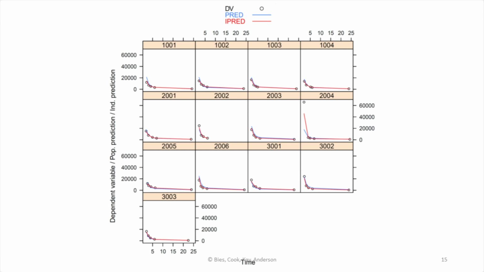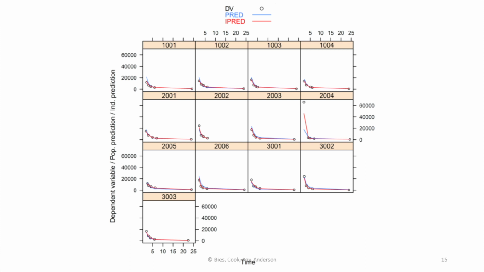Where we can see this most dramatically is in individual 2004. You see that they have this one high concentration. The population prediction is this blue line, and it shows the same as every other blue line in all these panels. But because this solution is conditioned on individual 2004's data for this particular panel, the individual prediction is actually closer. You can see that it's matching those points a little closer. At least it's trying to match that higher initial value.